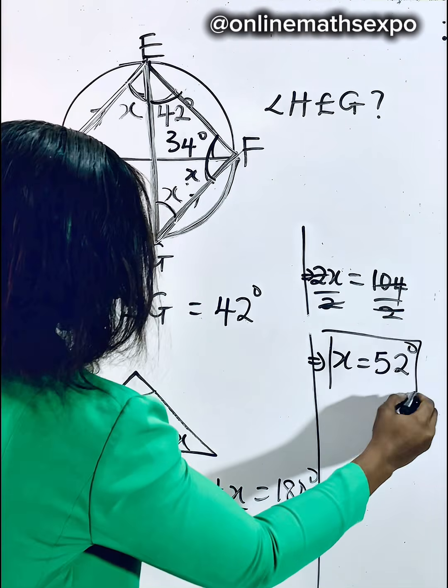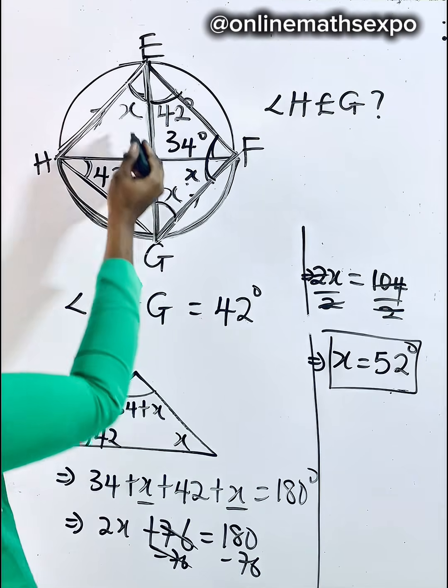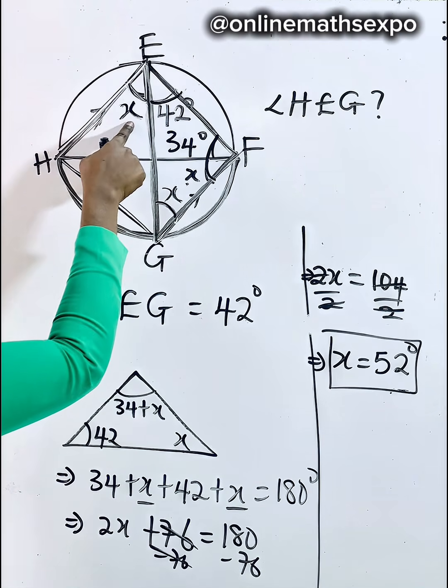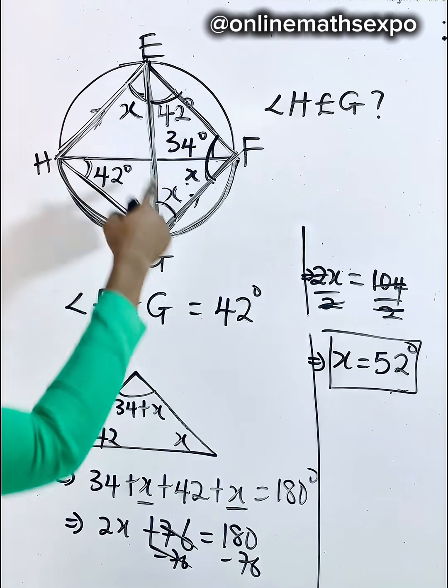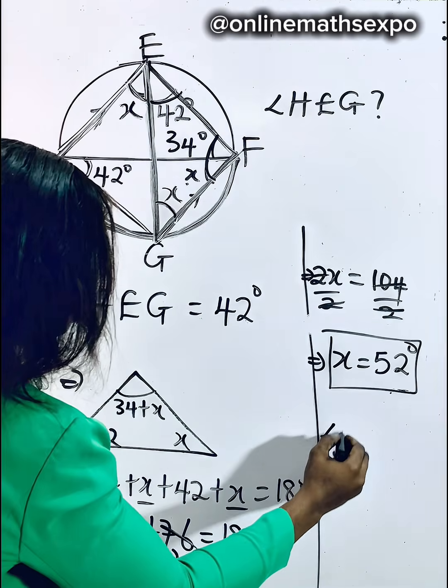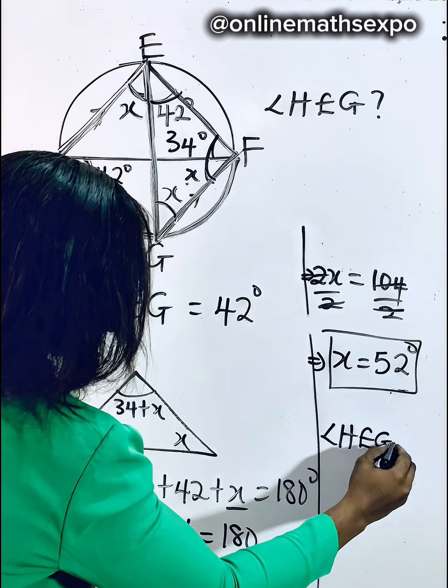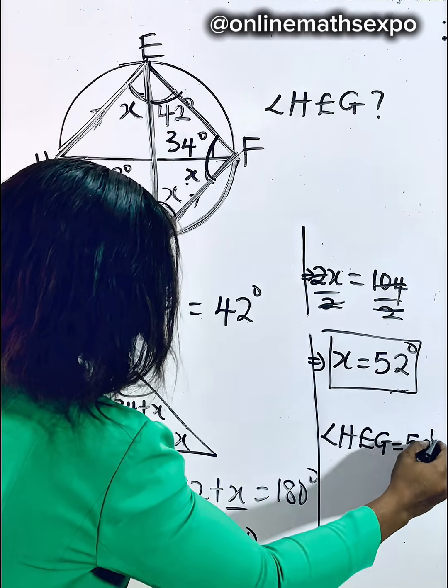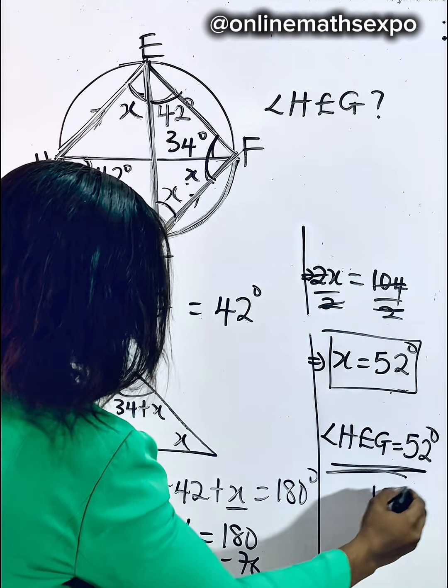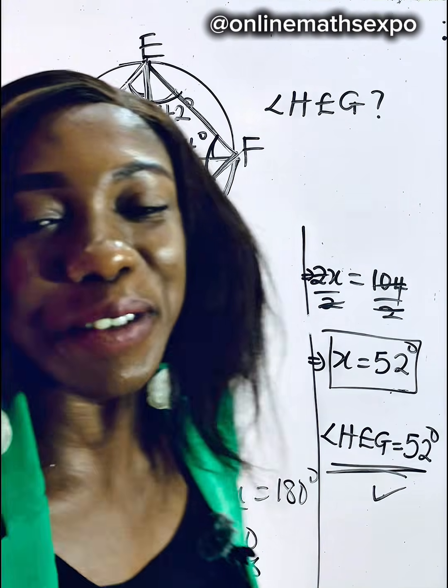So the value of X is 52. And if X is 52, you see that it is the same X that is here. So it means that the angle we are looking for, which is angle HEG, is equal to 52 degrees as an answer. And I hope you learned something.